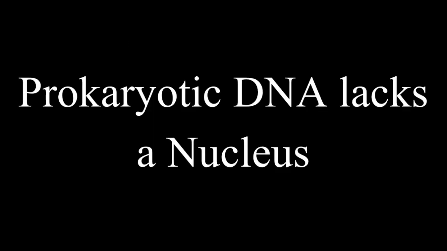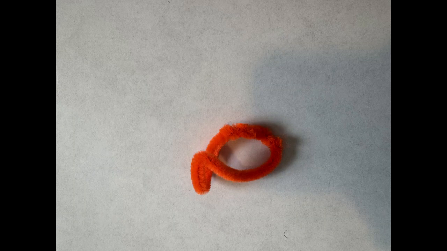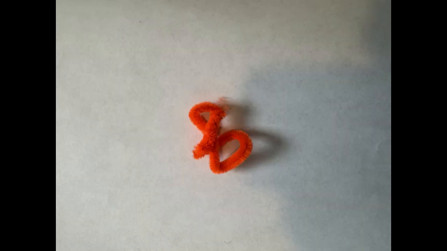Prokaryotic DNA exists as a single circular chromosome found in the nucleoid region. Because prokaryotic cells lack a nucleus, their DNA is not enclosed in a membrane. To fit inside the small cell, prokaryotic DNA is supercoiled. Enzymes twist the circular chromosome into tight loops, making it more compact.